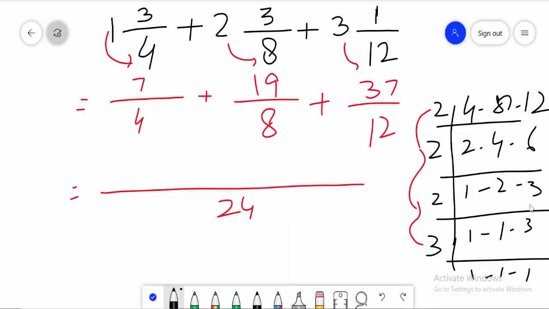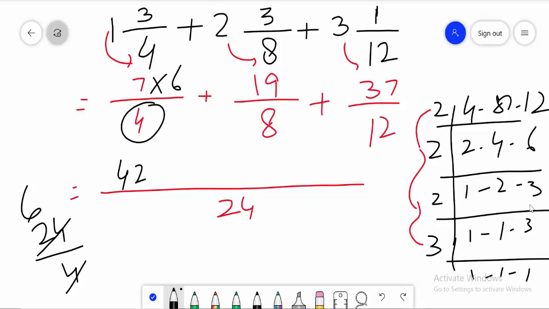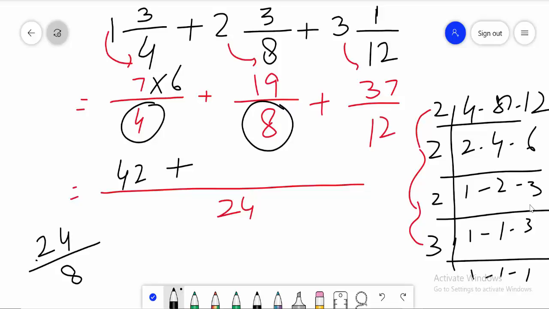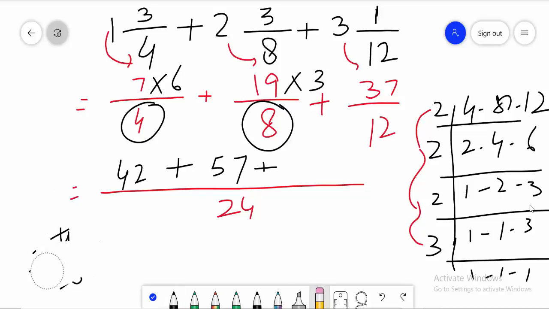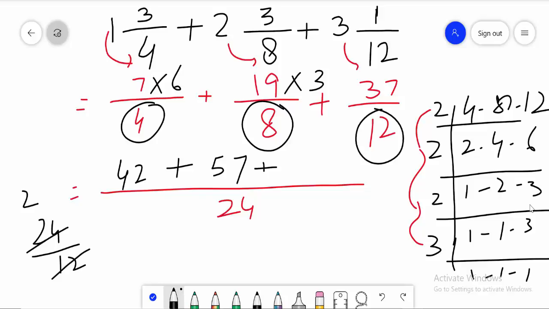Now 24 divided by this 4: 4 6s are 24, so 7 6s are 42, plus again. 24 divided by this 8: 8 3s are 24, multiply 3. 3 9s are 27 and 3 1s are 3, so 57, plus again. 24 divided by 12: 12 2s are 24, multiply with 2.